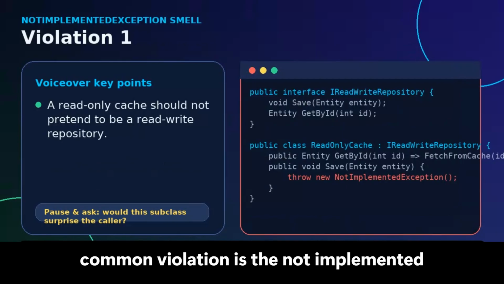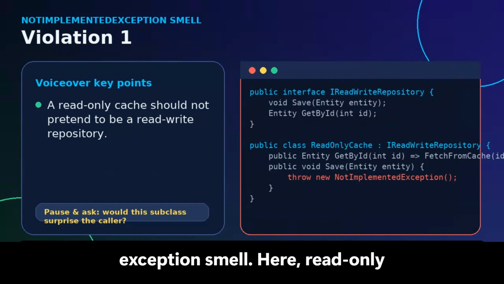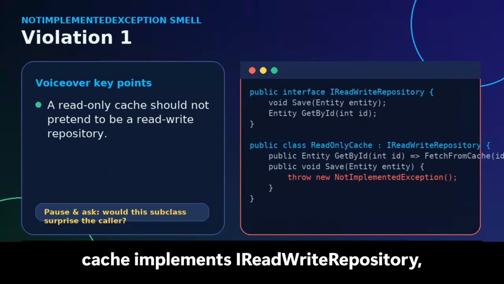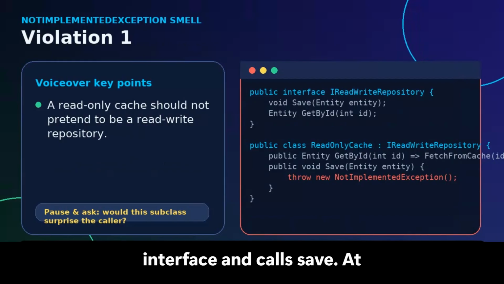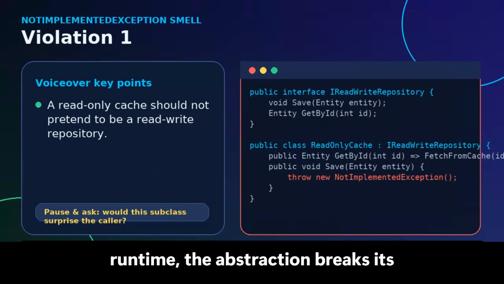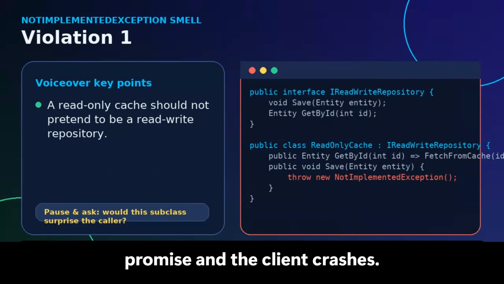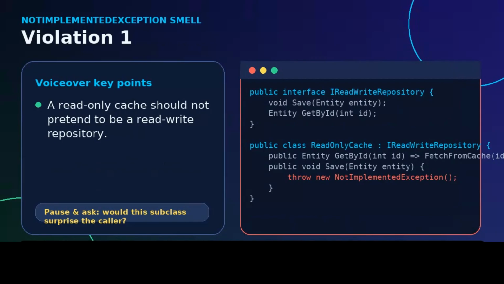A common violation is the NotImplementedException smell. Here, a read-only cache implements IReadWriteRepository, but cannot save. Client code trusts the interface and calls save. At runtime, the abstraction breaks its promise, and the client crashes.